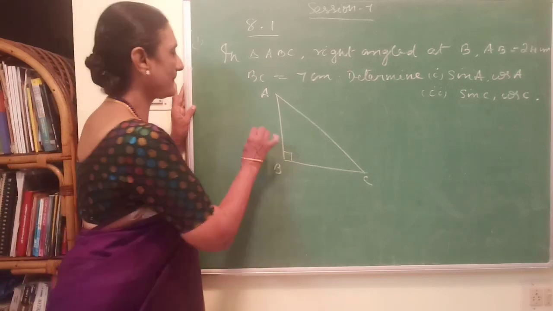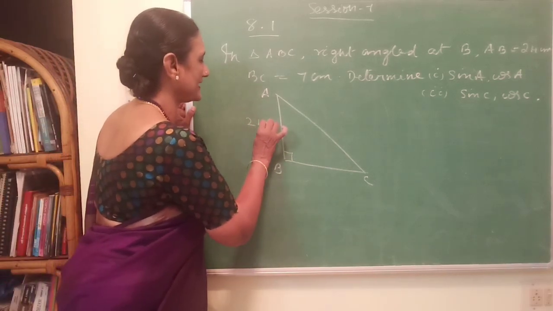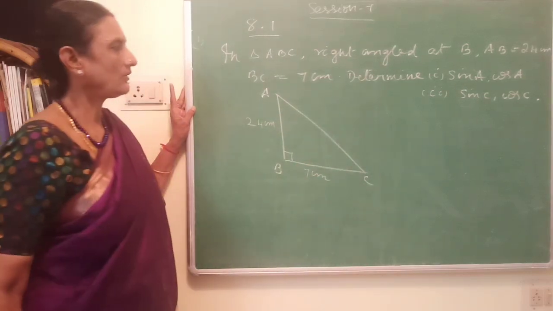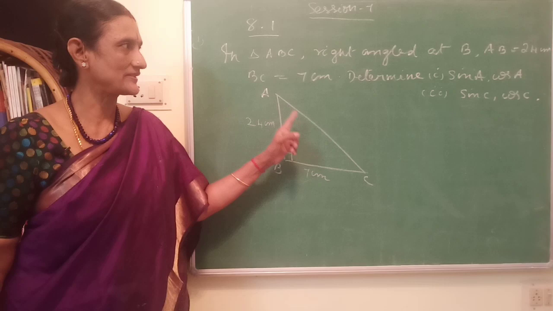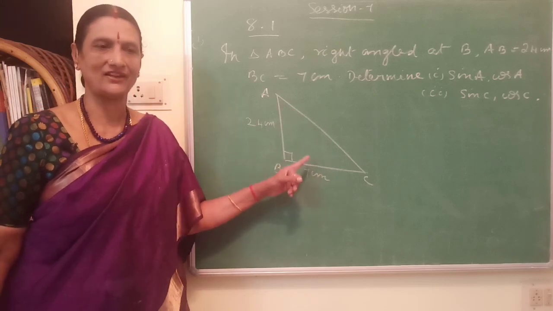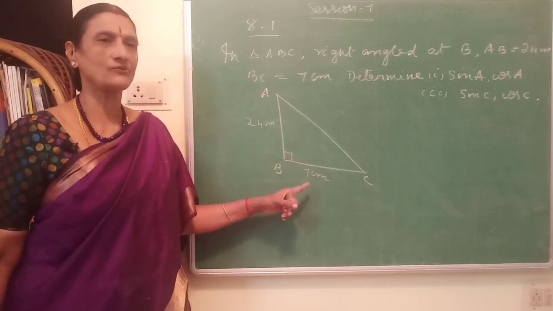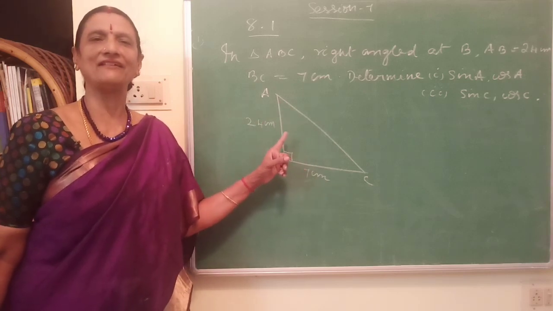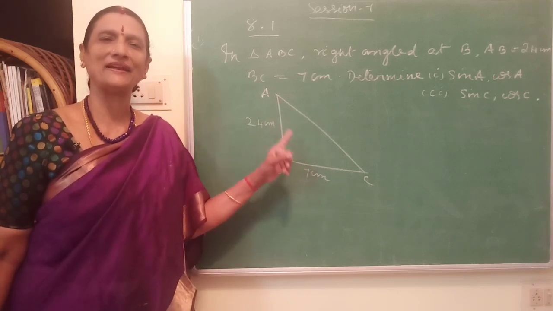Okay. Now, AB is given to be 24 centimeter and BC is 7 centimeter. Now, what do we have to find? The ratios sin A, cos A, sin C, cos C we have to find out. So, in order to find them, we need the value of AC. How do we get the value of AC? We have to apply Pythagoras theorem.